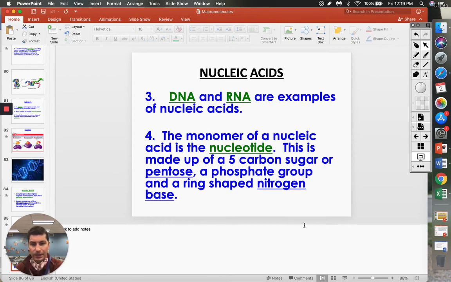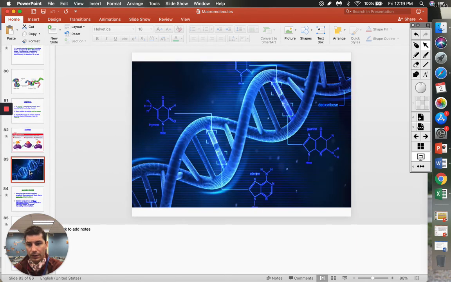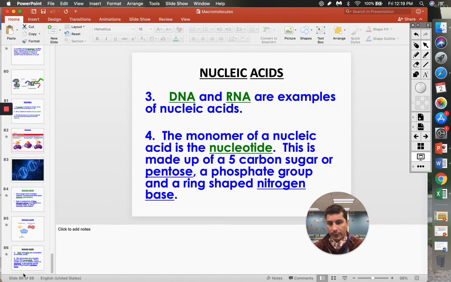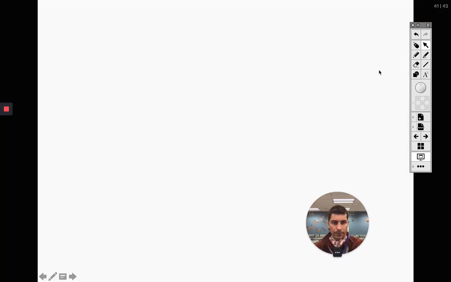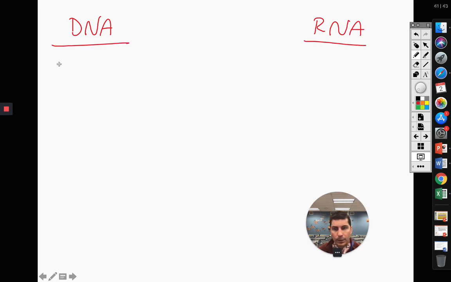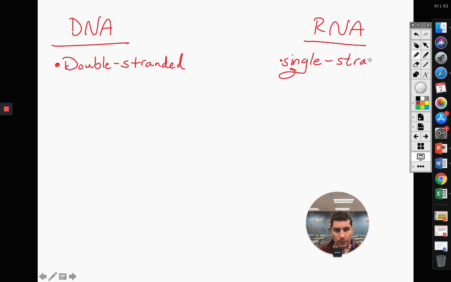This is the end, guys, of our whole thing on our nucleic acids. I'm going to do one more quick little slide for you here, and then we will call it. So, I want to do some differences between DNA and RNA. DNA has 2 strands. It's double-stranded. RNA is single-stranded.